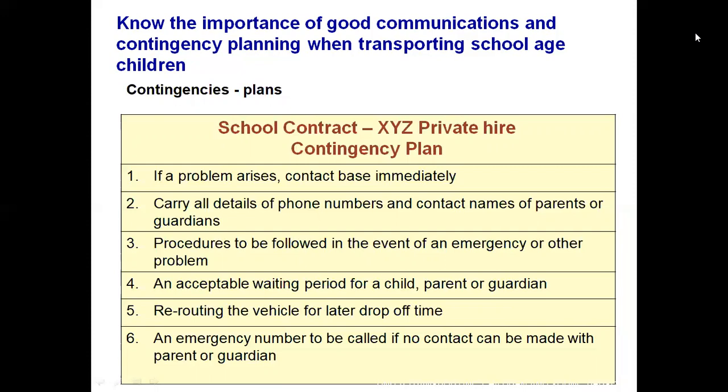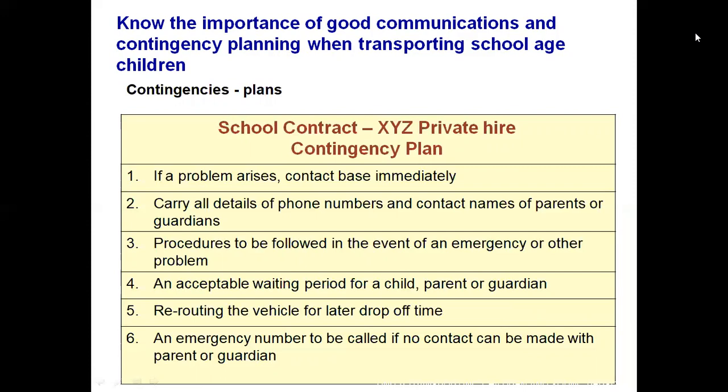Equally, parents or guardians not at home. How long do you wait? Well, again, it might, in your contract, state an acceptable waiting period or give you an alternative drop-off point. These are incidents and need to be reported to your dispatch office, your company, or the LEA, depending who the contract provider is.